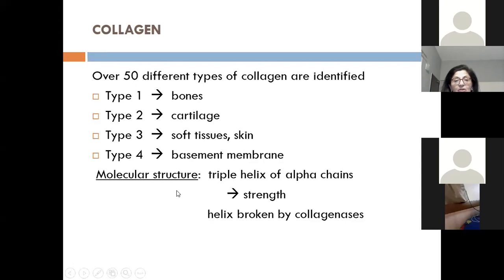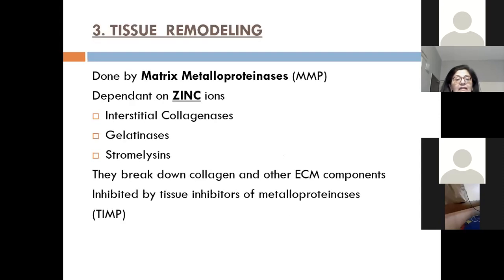And the molecular structure of collagen is that it's a triple helix of alpha chains. And this triple helix will give the strength to the collagen. And this helix is broken by collagenases. So collagenase will act upon collagen and break it down. Collagen will give the main strength to the wound. It's the type 1 collagen which is formed, although it's not present normally in the soft tissues and skin, but that's the one which is formed in the repair process.